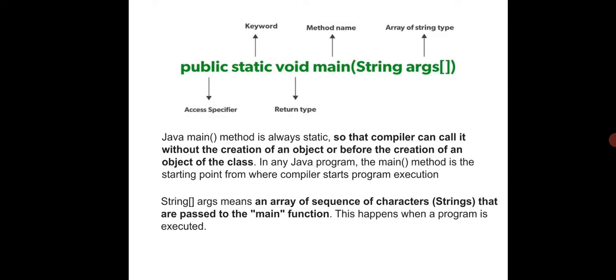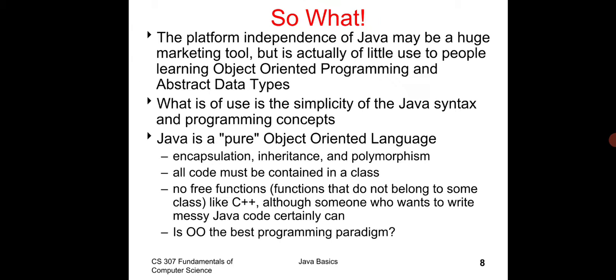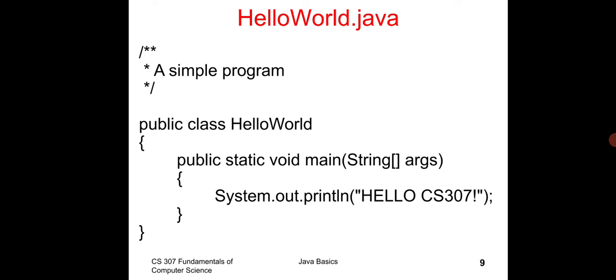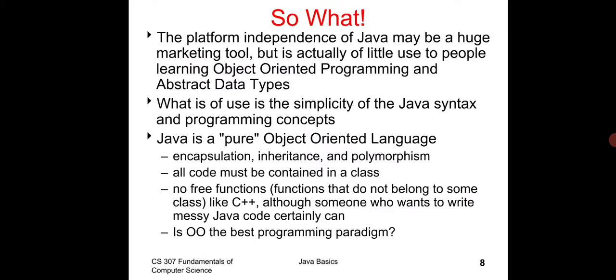What is the purpose of static? While executing the main method, the compiler cannot create an object for the main method. That's why we define it as static. Then public class HelloWorld. This is the example program we have already seen.